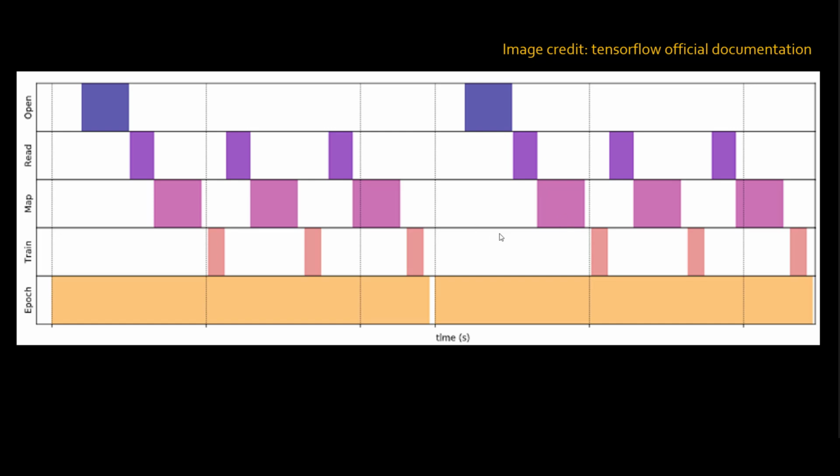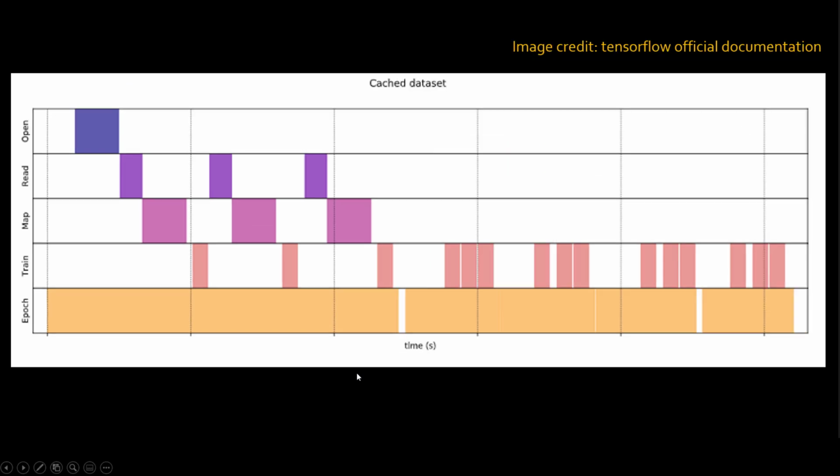Now this is okay if you have a memory problem, but if you can fit something into memory, then you can use a cache operation. And what you can do is, now watch carefully, okay? Now you have this image in your brain. Now look at this particular image. So when I do tf.data.Dataset.cache, it will do all this open, read, map in the first epoch, but for the second epoch, see, this is the second epoch, it will just train the model. So you are saving your time in opening and reading the file.